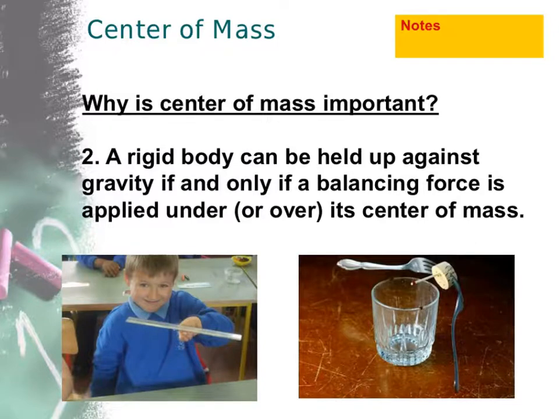Now, a corollary, or something that goes along with that, is that a rigid body can be held up against gravity if and only if you have a normal force or some other balancing force that is applied exactly under or over its center of mass. What that means, and you've experienced this in real life, is that you have a young boy with a ruler here, and he can balance that entire ruler with just one finger, even though there's all sorts of mass over here and all sorts of mass over there. But because his finger is underneath the center of mass of the ruler, he can hold that ruler up against gravity with just a single finger.